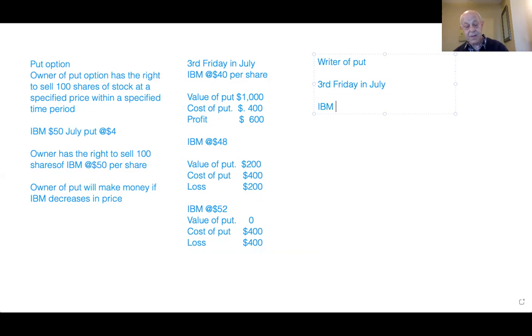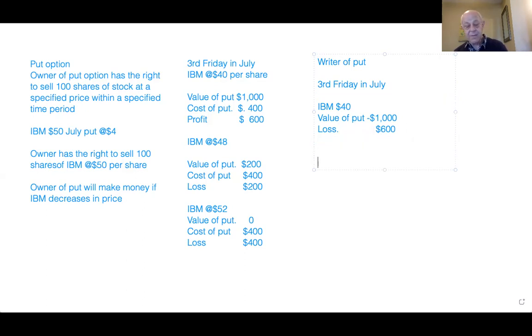IBM is at 40. The value of the put to the writer is a minus $1,000. They received $400. And what do you know? Their loss was $600, right? So the owner's profit, the buyer's profit is the writer's loss. And that's always going to be the same.